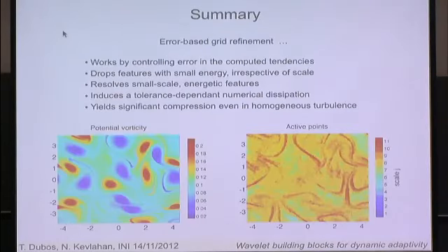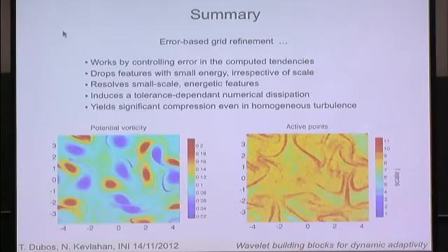And we've developed error-based grid refinement, so we control the error in the computed tendencies. So this allows us to drop features which have a low energy, whether they are large scale or small scale. Or another way to say the same thing is that we will resolve small scale features provided they have some energy.